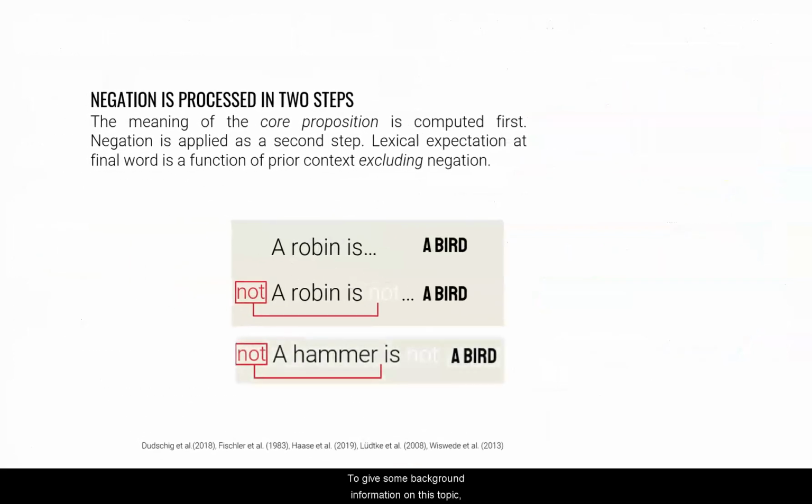To give some background information on this topic, two-step models of negation processing claim that predicate negation is computed only after the meaning of the core proposition has been computed. According to this model, a sentence such as "a robin is not a bird" is mentally represented in a propositional form, with negation represented outside of an embedded affirmative. The meaning and the truth value of the inner proposition is calculated first, and negation is computed in a second step. This two-step process parallels theories of negation in linguistic theories as well.